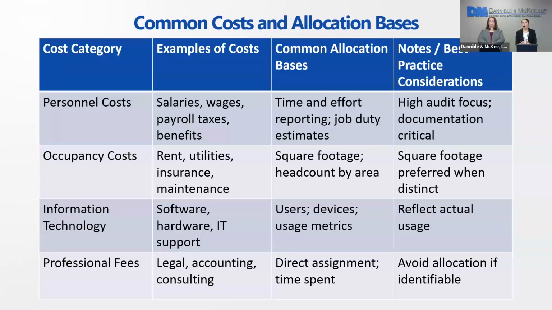Personnel costs: a common allocation base is time and effort reporting or job duty estimates. Many salary and payroll providers actually provide function tracking where you can allocate your employees to a department code, where your payroll register will just give you the total hours and then you can split your costs accordingly. Some reports will actually summarize, so you'll just get your totals by those departments that you set up.